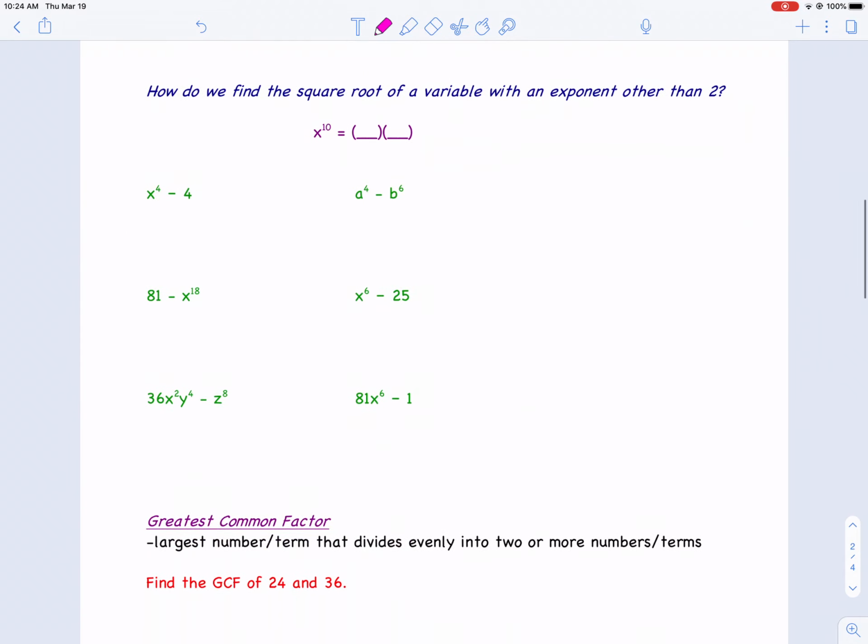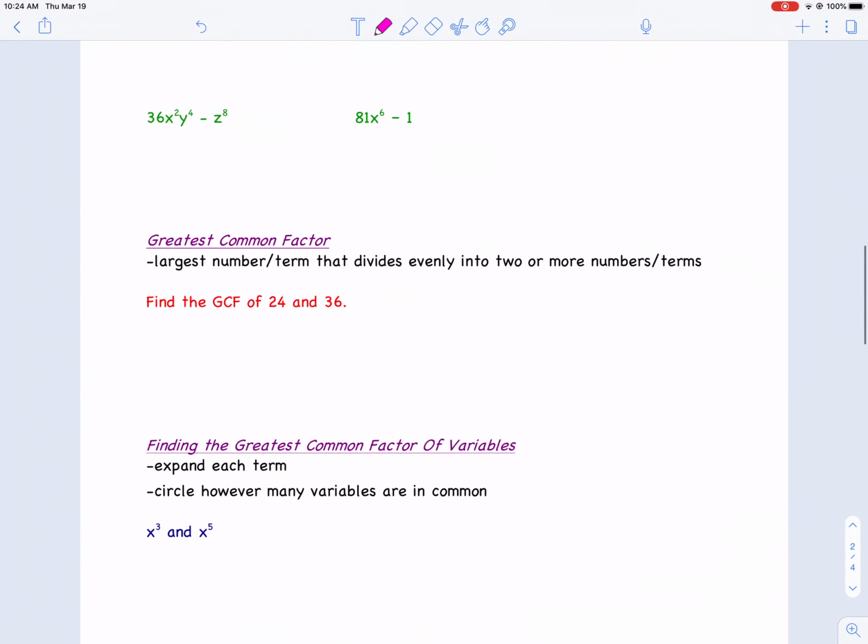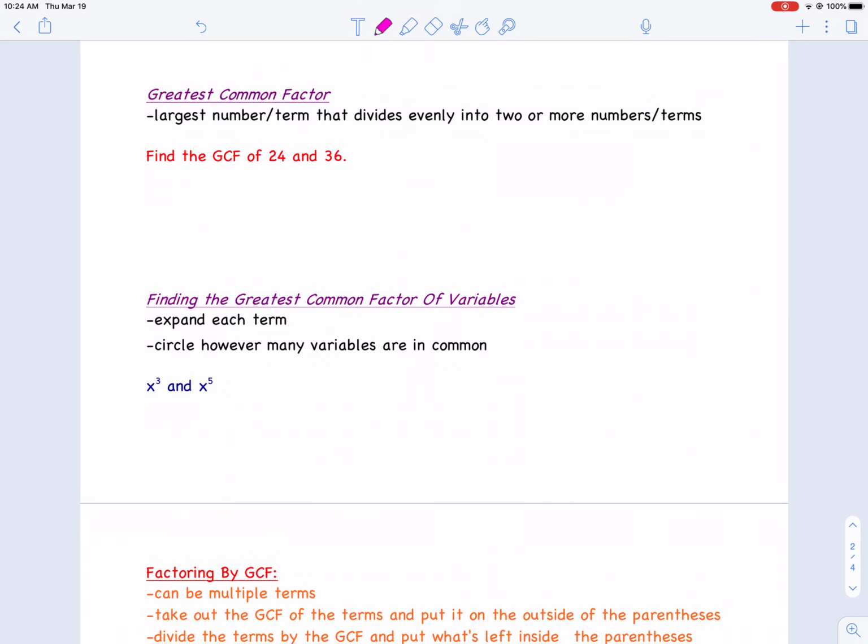So I am going to skip over these next few examples and let you practice those, but I'm going to go down to the greatest common factor. So if we want to find the largest number or term that divides into two numbers, we can look and figure out what is the greatest common factor that goes into both 24 and 36. So one method to do it is literally to list every single factor of 24 and every single factor of 36. So I'm going to show you just this for the first one.